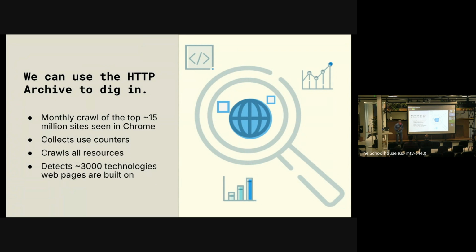So I'm going to use the same tool that I use for Core Web Vitals, which is the HTTP Archive. If you're not familiar with it, it's a public data set that's a crawl that runs monthly on about 15 million sites which have been seen in Chrome. It collects all the use counters, both the WebDX ones and the old 7,000 other use counters. It crawls all of the resources. It actually opens the page, and one of the important things it does is detect about 3,000 technologies that might be running on that site.